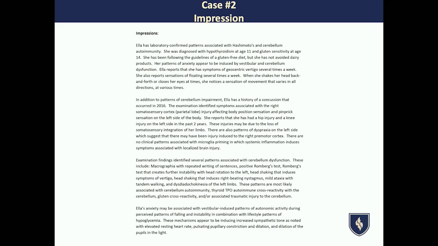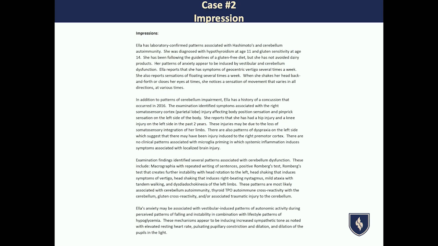Examination findings identify several patterns associated with cerebellum dysfunction. These include macrographia with repeated writing of sentence, positive Romberg test, Romberg's test that creates further instability with head rotation to the left. Head shaking test induces symptoms of vertigo. Head shaking then induces right beat nystagmus, mild ataxia with tandem walking, dysdiadochokinesia of the left limbs. These patterns are most likely associated with cerebellum autoimmunity, thyroid TPO autoimmune cross-reactivity to the cerebellum, gluten cross-reactivity, and associated traumatic brain injury to the cerebellum.